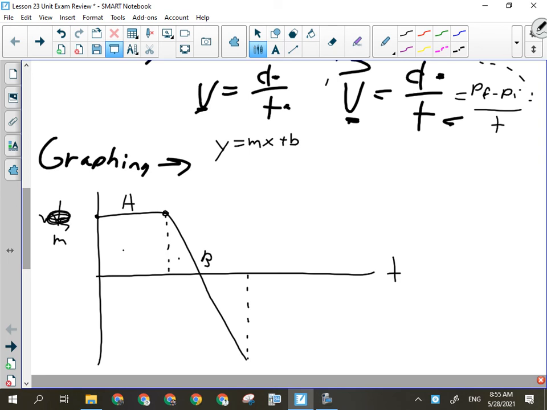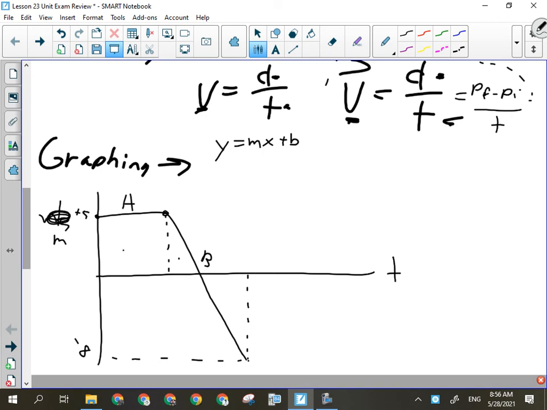If it asks you what's going on during section B, what's it doing there? Okay, declining. That's what the line's doing. What's the object? Moving. Moving which way? Backwards, right? If we start here, let's say this is a position of +5, and we end down here at a position of -8.